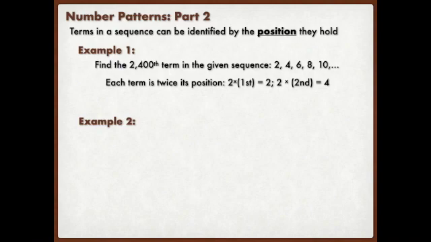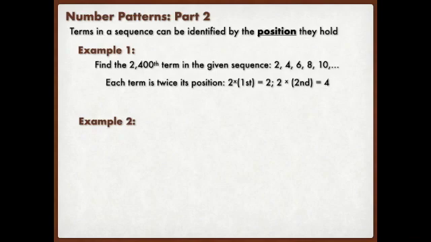We're not doing 2 plus 2 or 0 plus 2. Yes, we can look at that and say, okay, 2 plus 2 is 4, 4 plus 2 is 6, 6 plus 2 is 8. But the question here is we want to identify the term based on the position. So each term is twice its position. So 2 is in the first position. It's the first number given. So 2 times 1 is 2.